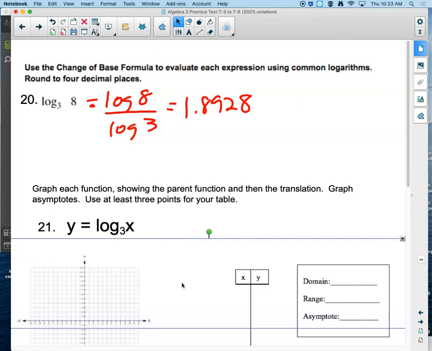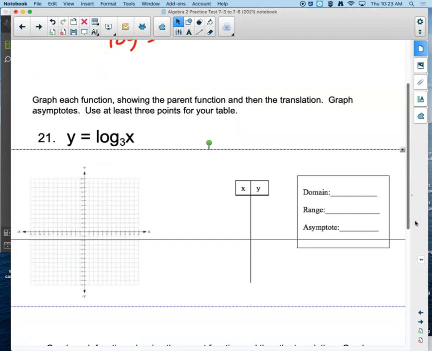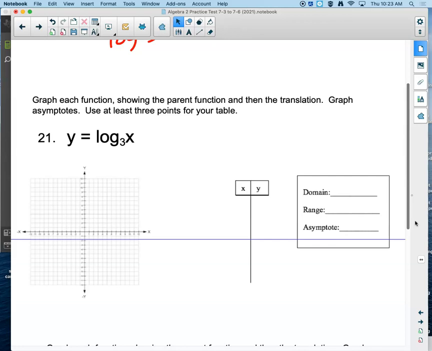So far, so good? Now, do you remember graphing? It was super easy, so boom, it's gone, right? I mean, it was too long ago, and it was so easy, and you guys were ripping through it while we were doing the notes, and now it's like, oh, it's all gone. Graph each function, showing the parent function and then the translation. Graph asymptotes. Use at least 3 points from your table. Well, it looks like this right now. And we don't know how to graph that. So how could we get a different form so we'll know what we're doing?